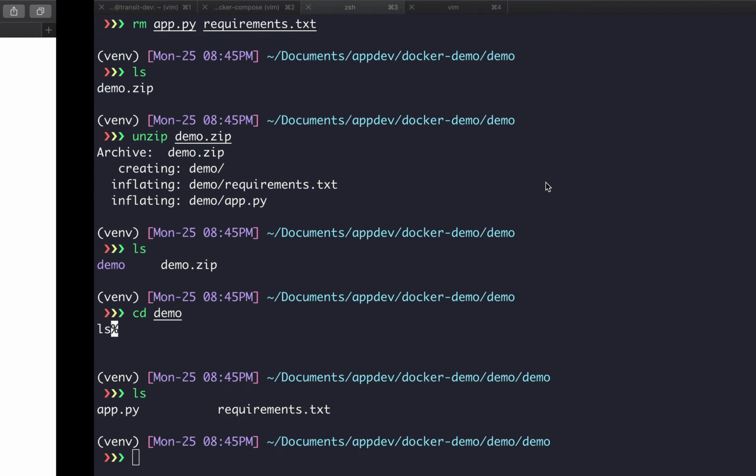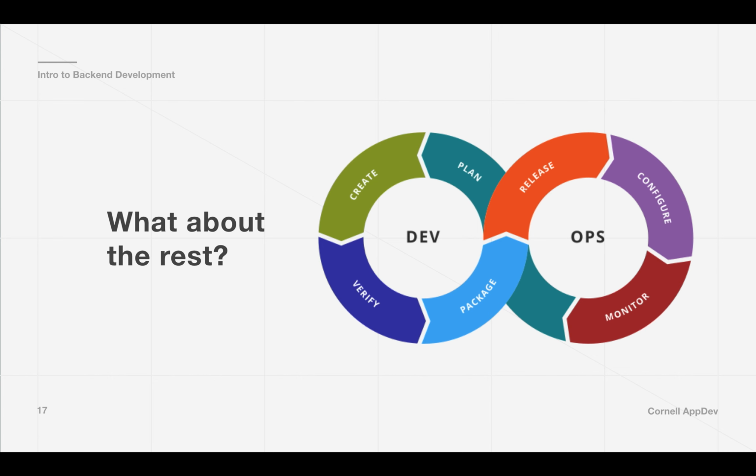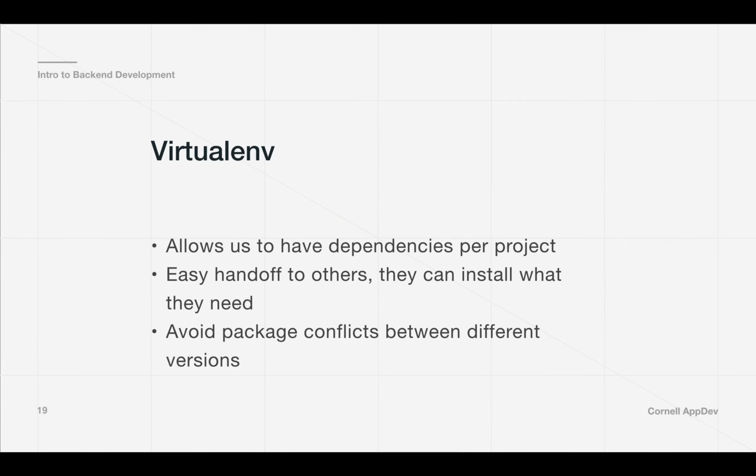So I'm able to reproduce these steps. The packaging and releasing steps are what virtual environment actually ends up helping us with. And this basically allows us to have dependencies per project, right? So let's think about some of the benefits of using this.